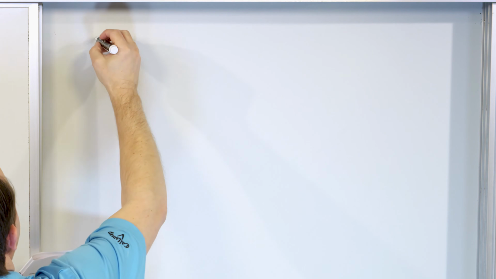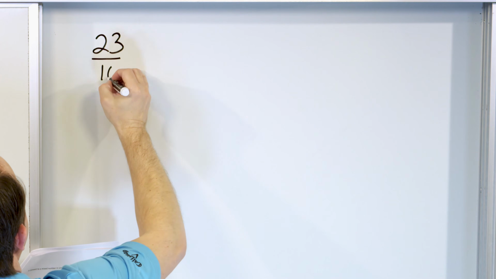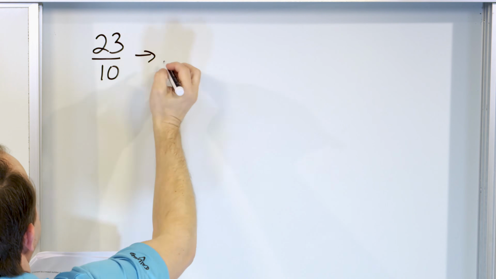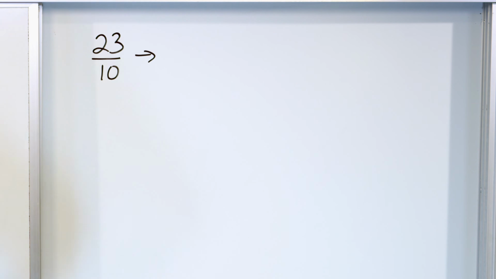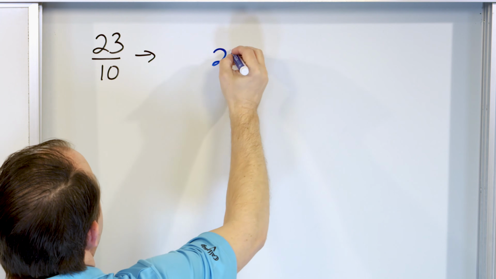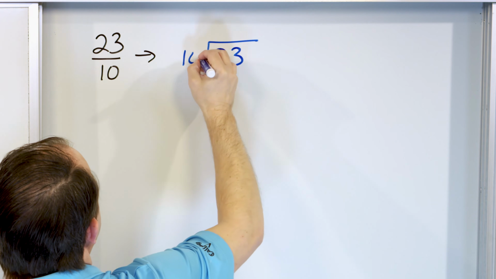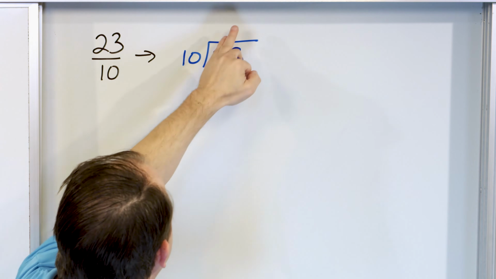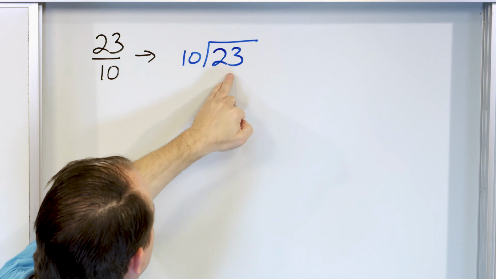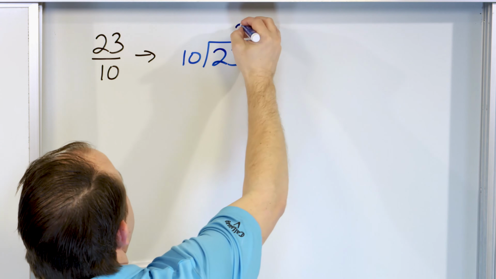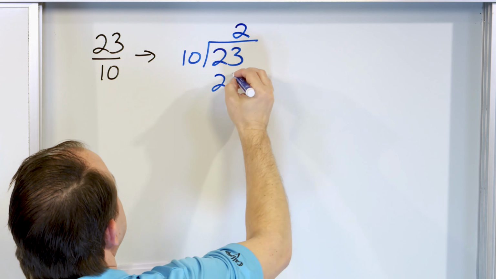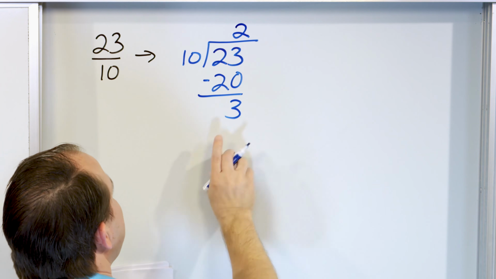What about 23 tenths? Well, we can treat it as a division problem, just like all of these. We can say 23 divided by 10. All right, well, 10 times 1 is 10. 10 times 2 is 20. That's as close as I can go. So I can put a 2 here, multiply, get a 20, subtract, get a 3. And the remainder is 3.